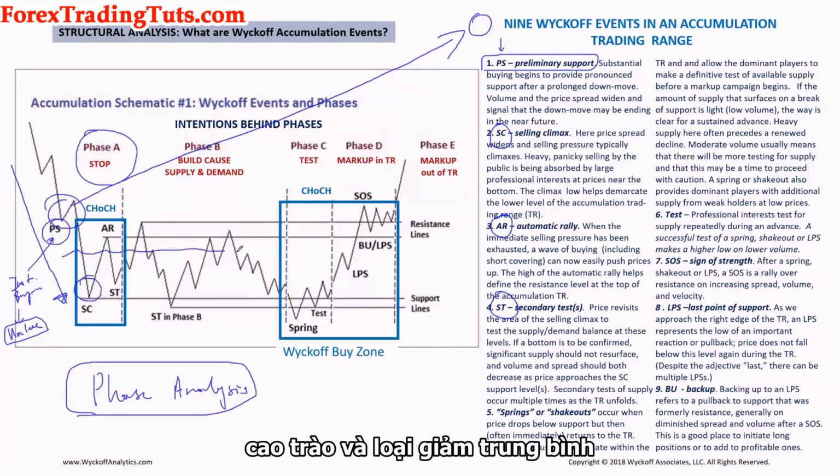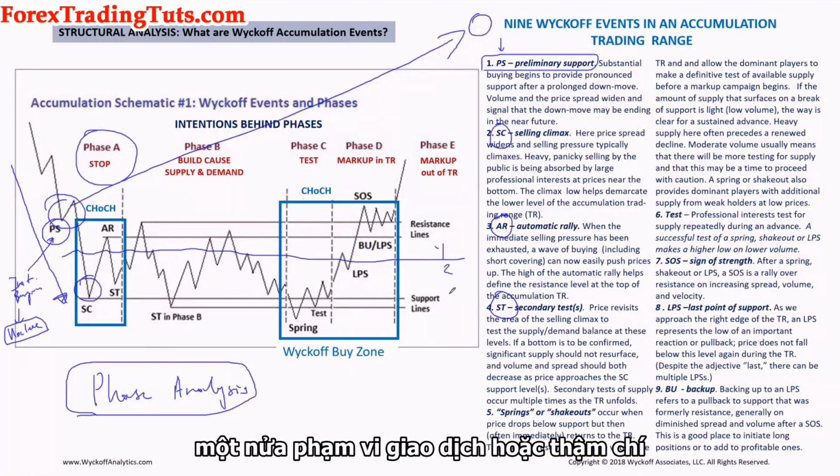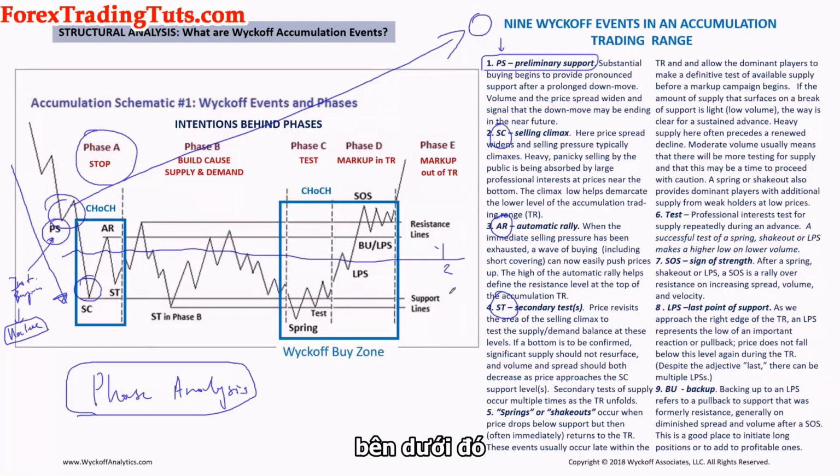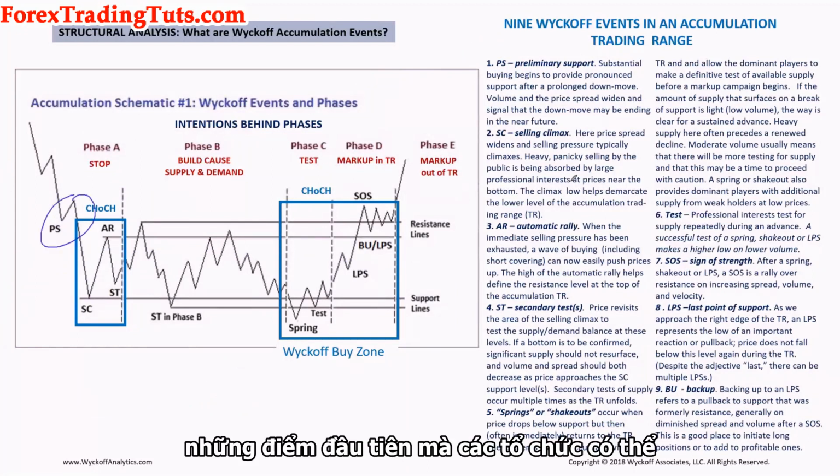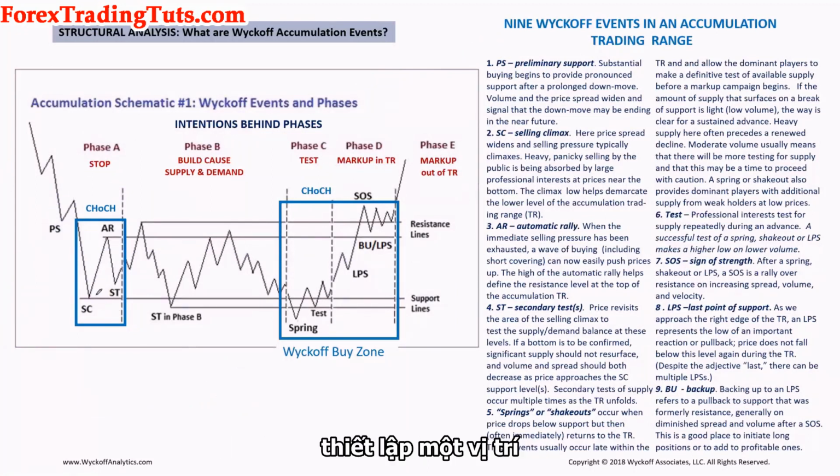Also, please think that there could be scaling into this, and they could buy more at the selling climax and kind of average down, and then turn out to be averaging about 1/2 of the trading range or even below that. So there are quite a few different ways institutions could start to accumulate, and preliminary support is going to be one of those initial first points where institutions could establish a position.